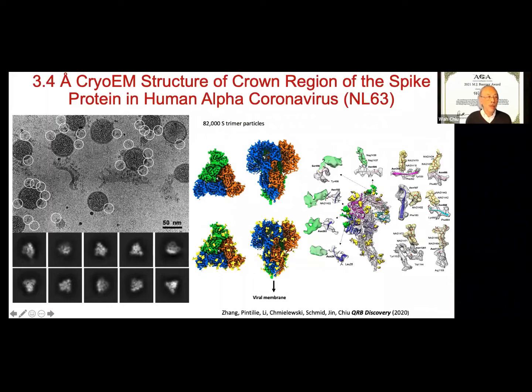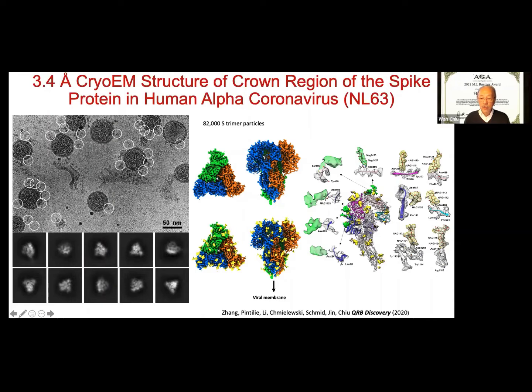We were able to generate a 3.4 angstrom structure. This is the top view, and this is the side view. Then when we analyze the individual monomer, in fact, we have done both with C3 symmetry assumed, and also with C1 symmetry, which means no symmetry in the reconstruction, and the data are basically almost identical. So this is really a C3 symmetric trimer, even in the coronavirus. And here is one of the protomers that we extracted out and were able to build a model.